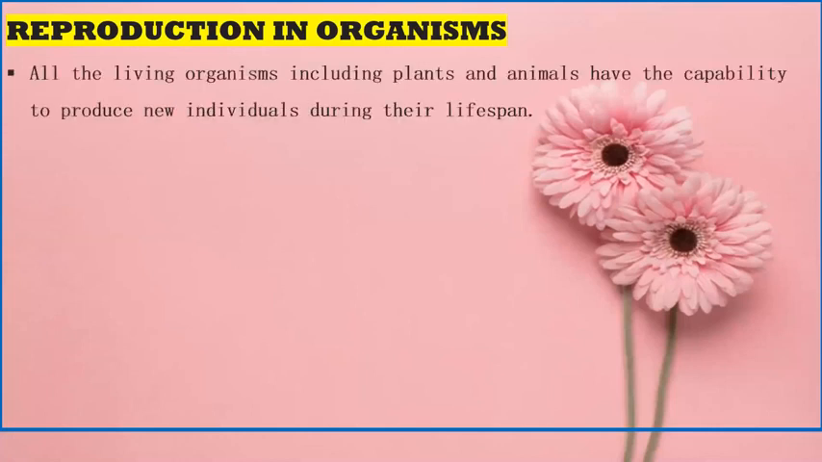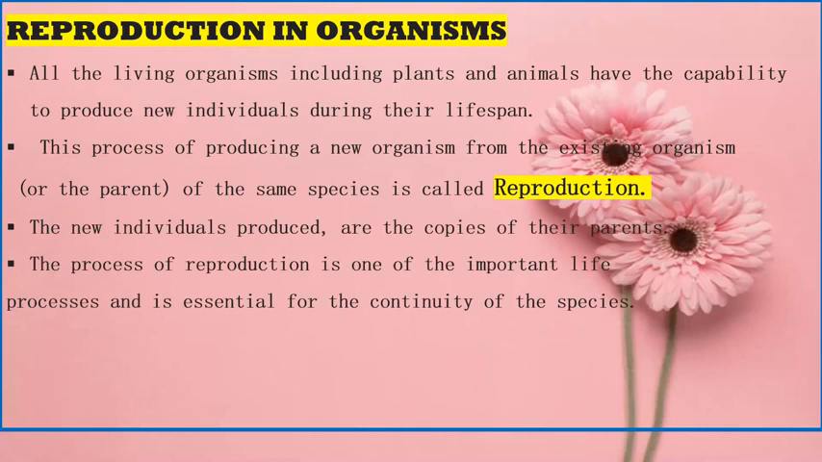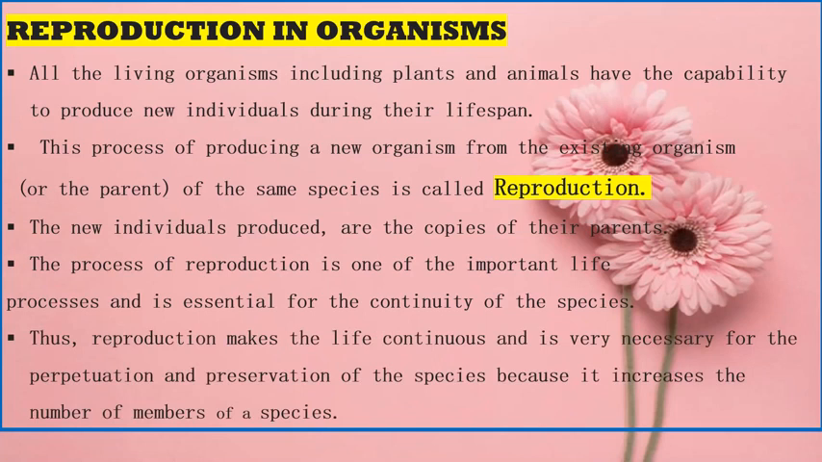Reproduction in organisms. All the living organisms, including plants and animals, have the capability to produce new individuals during their lifespan. This process of producing a new organism from the existing organism or the parent of the same species is called reproduction. The new individuals produced are the copies of their parents. The process of reproduction is one of the important life processes and is essential for the continuity of the species. Thus, reproduction makes the life continuous and is very necessary for the perpetuation and preservation of the species because it increases the number of members of a species.